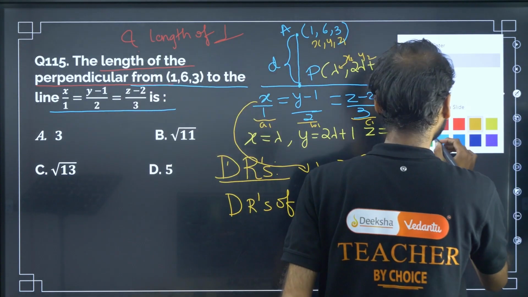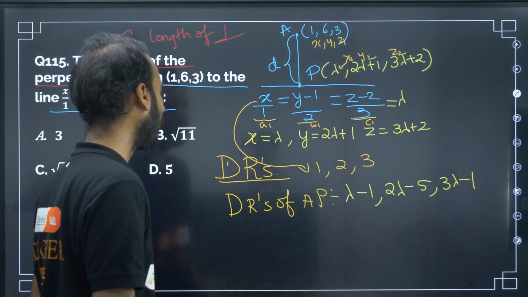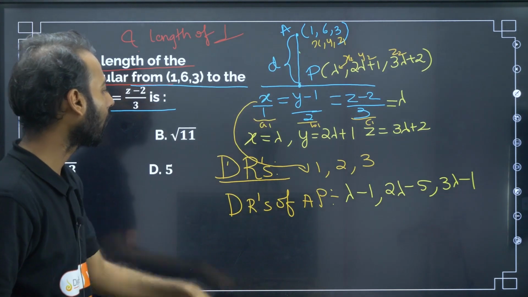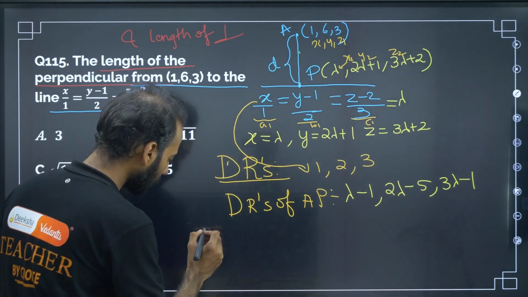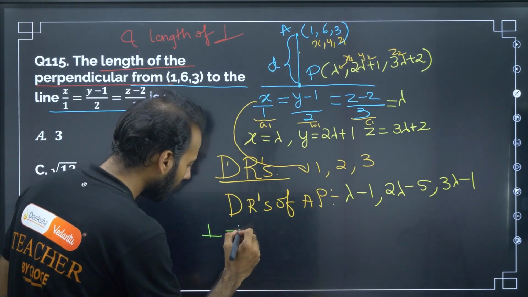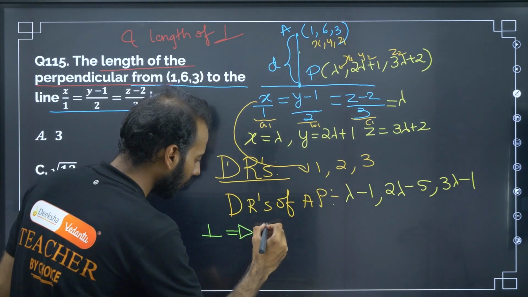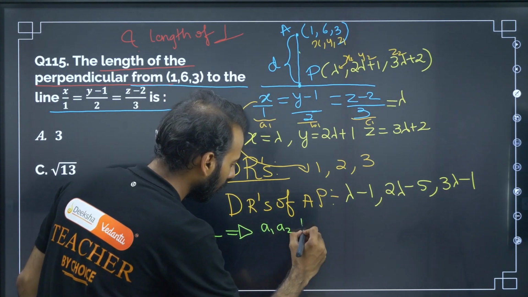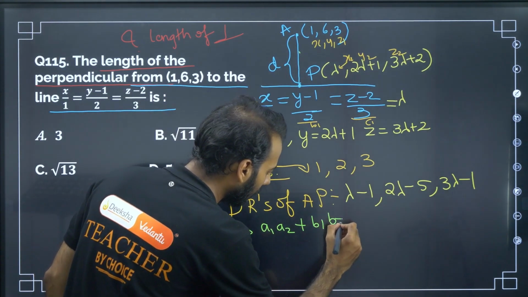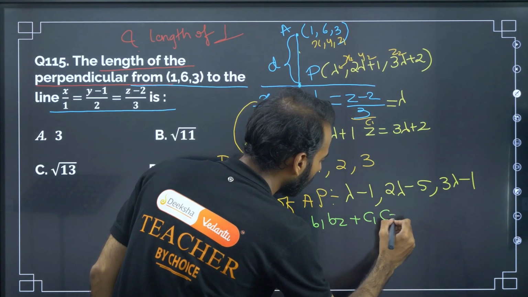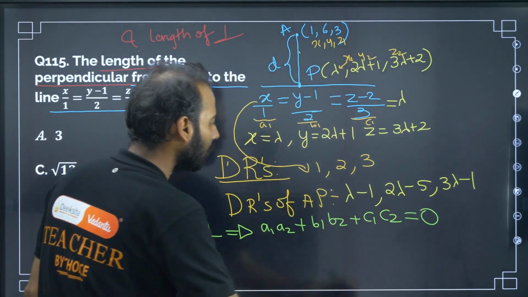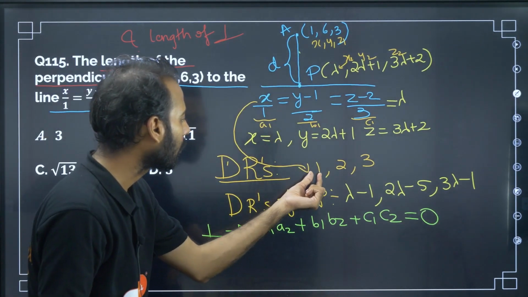Now also one condition: if you observe, this line is perpendicular to this line, so perpendicular means the product of direction ratios, a1 a2 plus b1 b2 plus c1 c2, is equal to 0. Now the direction ratios of this is 1.